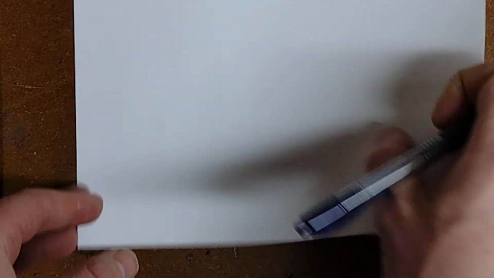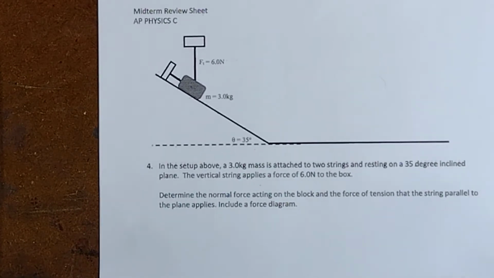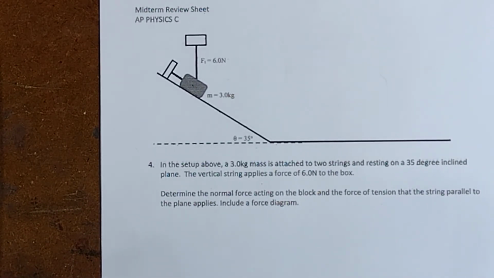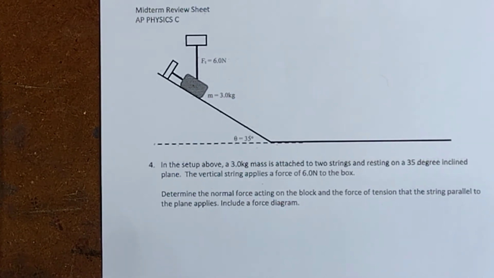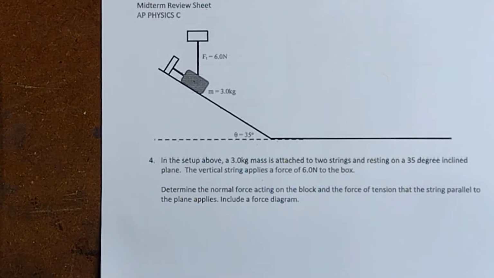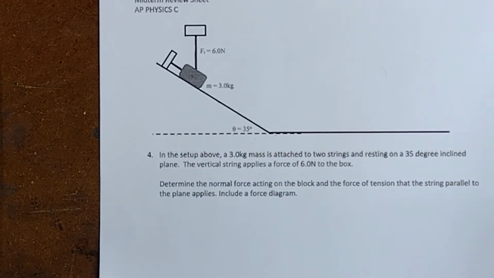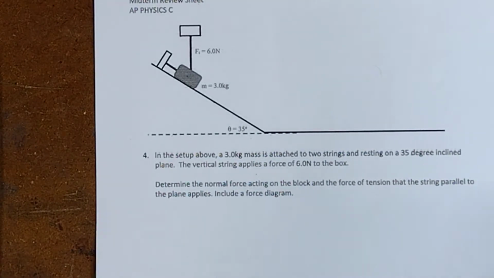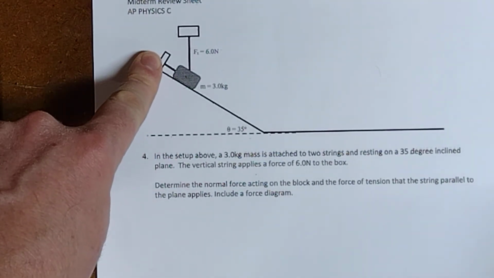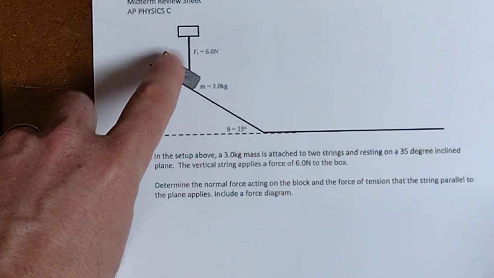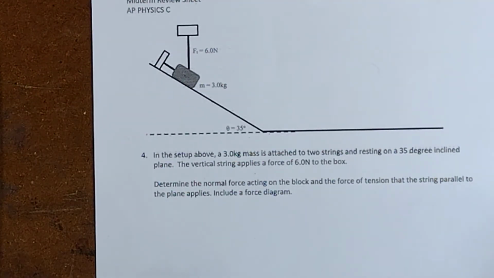All right, force setup. Let's go. A ball of 3 kilogram mass is attached to 2 strings and resting on a 35-degree incline plane. The vertical string applies a force of 6 newtons to the box. Determine the normal force acting on the box and the force of tension that the string parallel to the plane applies. So we're looking for the magnitude of the normal force and the magnitude of the tension of that string. Include a force diagram.